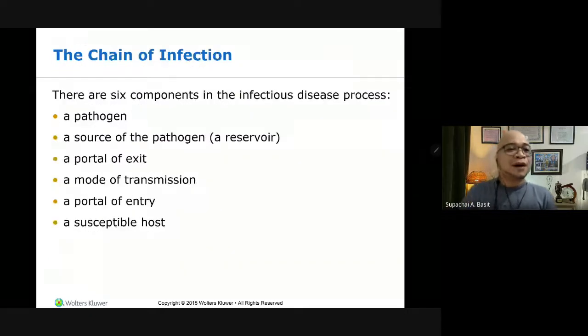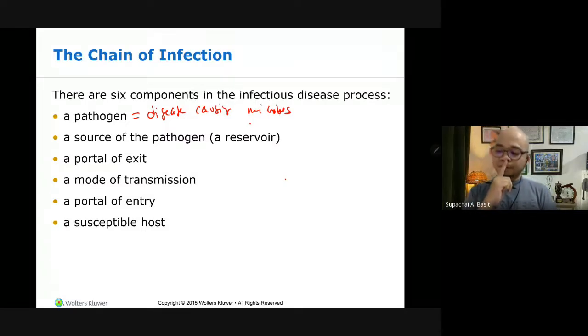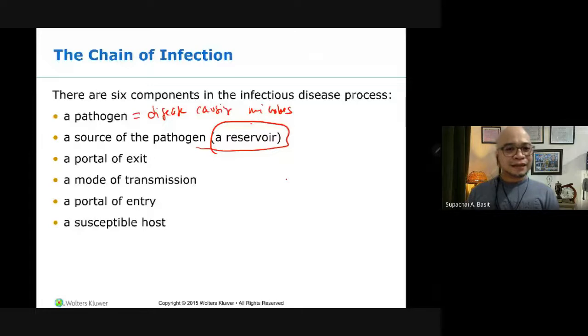Okay, so let's talk about the chain of infection. There are 6 components in the infectious disease process. The first factor is the pathogen. Pathogen pertains to disease-causing microbes. And then the source of the pathogen. The source of a pathogen would be the reservoir. And then the portal of exit.